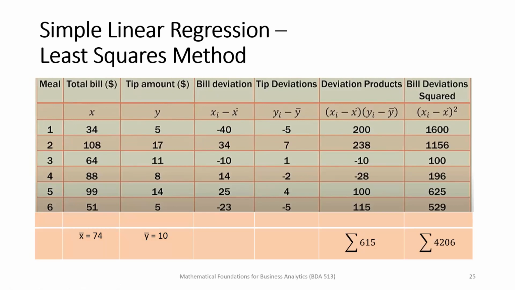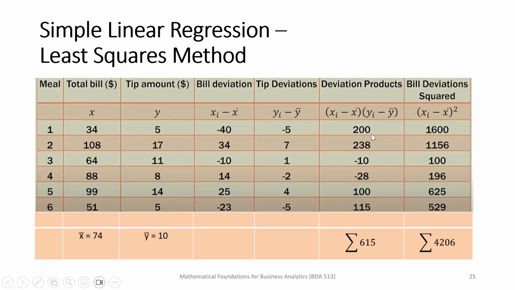Okay. Yes. Okay, and then you do the same for the second row. Okay, so you just multiply. So the second row, multiply 34 by 7. Third row, you multiply negative 10 by 1. Fourth row, you multiply 14 by negative 2. That gives you negative 28. Fifth row, you multiply 25 by 4. And then negative 23 by negative 5. All right? So this gives you the product of the deviations.